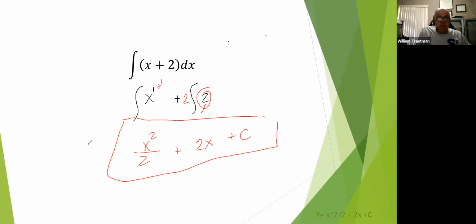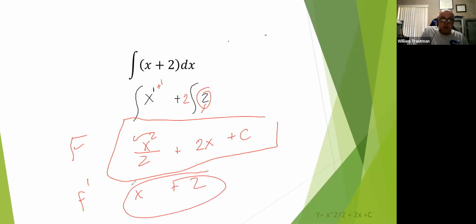And if you want to verify it, this is our integration. This is our new function. If you take the derivative of this, bring the 2 in front, the 2's cancel, subtract 1, you get x. The derivative of 2x is 2, and the derivative of any constant is 0. We're right back where we began.